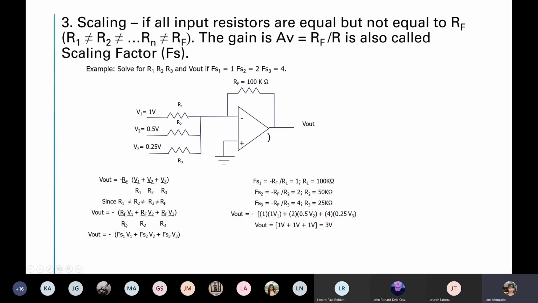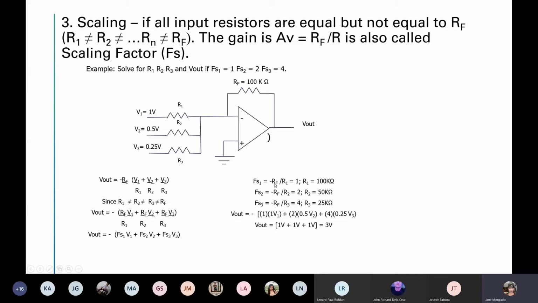Okay? So, RF over R is actually your scaling factor. It's also actually the gain. Gain or scaling factor or weight. Okay? So, they're just the same. Scaling factor 1 or AV1 times V1, plus AV2 times V2 plus AV3 times V3.